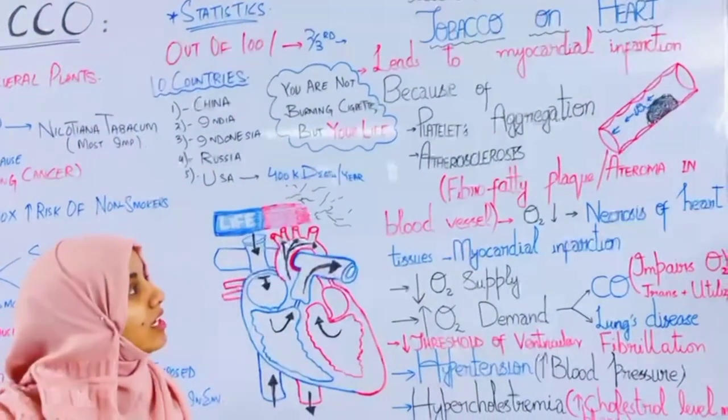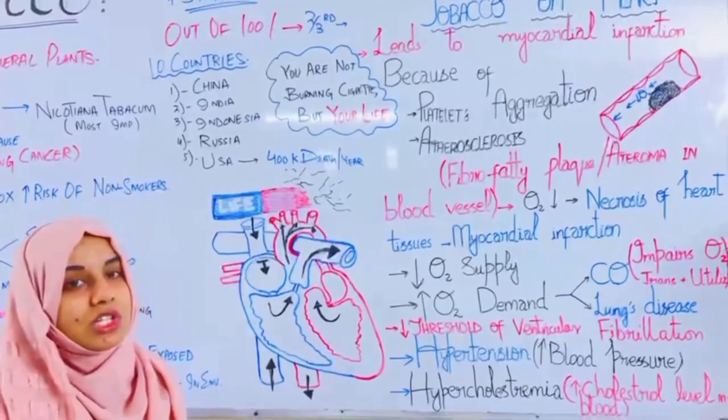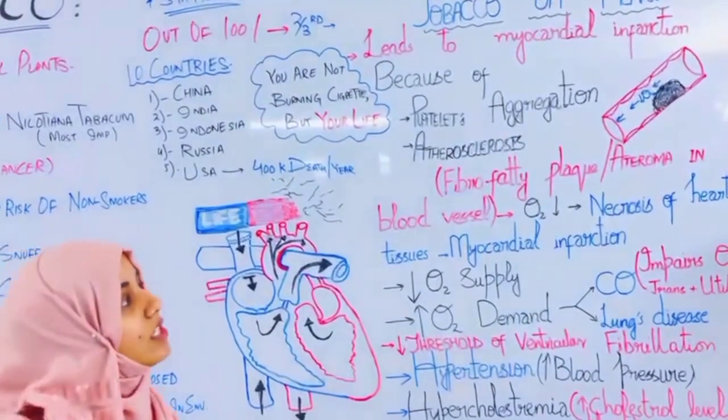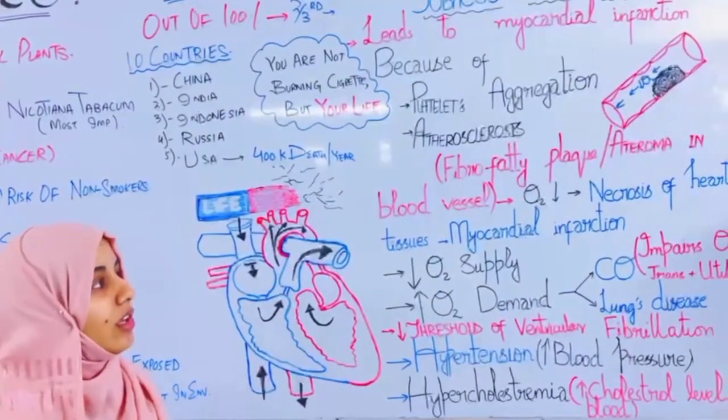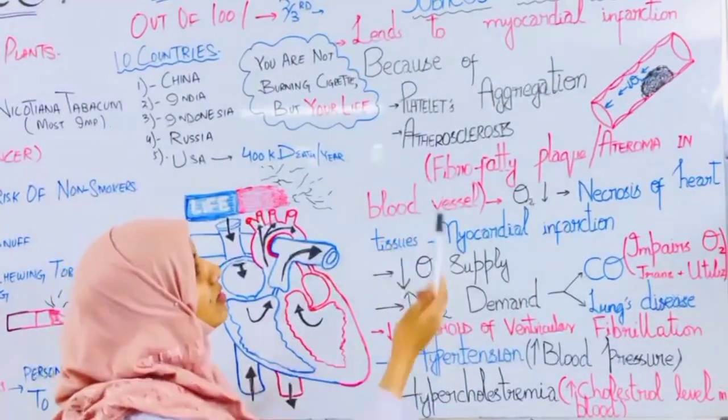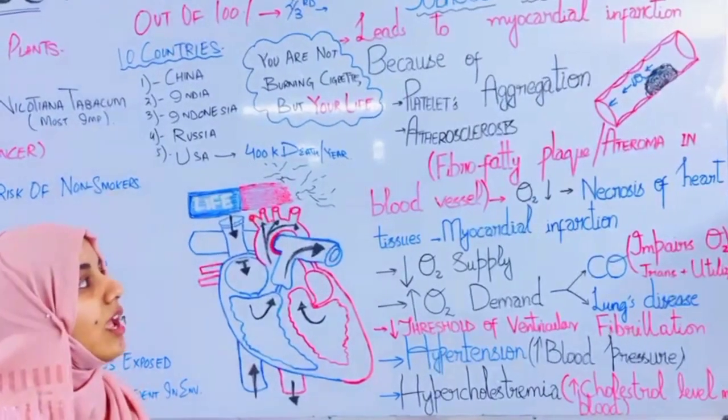As platelet aggregation increases, there will be occlusion or blockage of the blood vessel, which causes decreased oxygen supply and necrosis of the heart muscle, which is called myocardial infarction. The second reason is atherosclerosis, which leads to myocardial infarction.